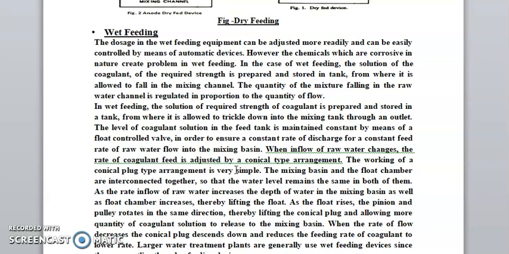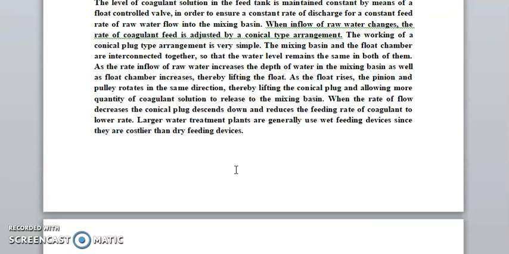The working of the conical plug type arrangement is very simple. The mixing basin and float chamber are interconnected, so the water level remains the same in both of them. When the rate of inflow of raw water increases, the depth of water in the mixing basin and float chamber increases, thereby lifting the float. As the float rises, the pedal rotates in the same direction, thereby lifting the conical plug, allowing more quantity of coagulant solution to be released into the mixing basin. When the rate of flow decreases, the conical plug goes down, reducing the feeding rate.